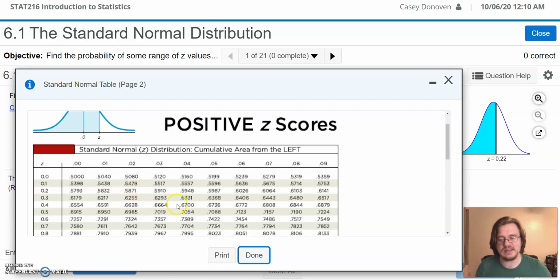It's quite handy. However, I think that the StatCrunch calculator is also just a lot nicer and a lot simpler to use than this. So either way works. You can calculate areas using the table or the calculator.